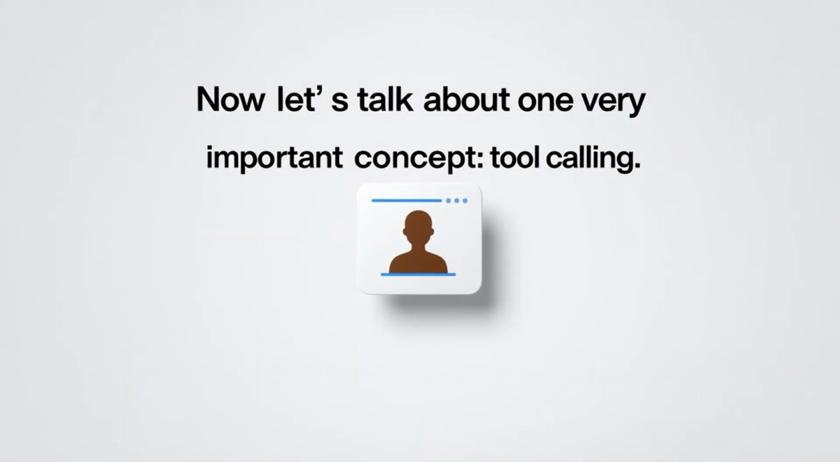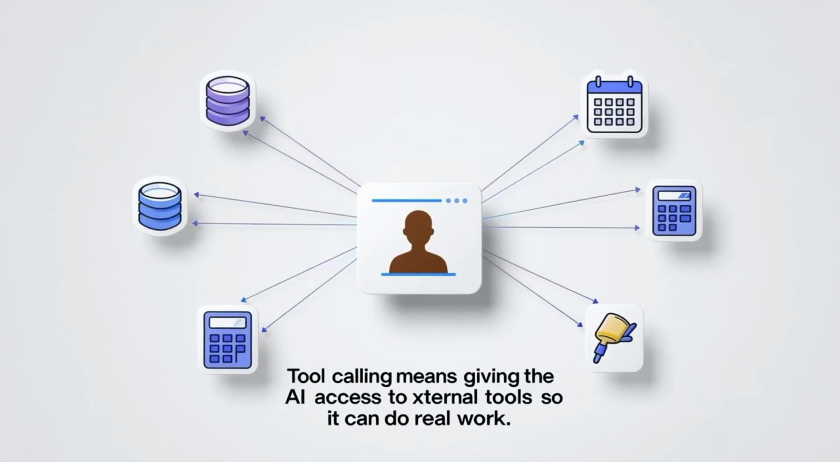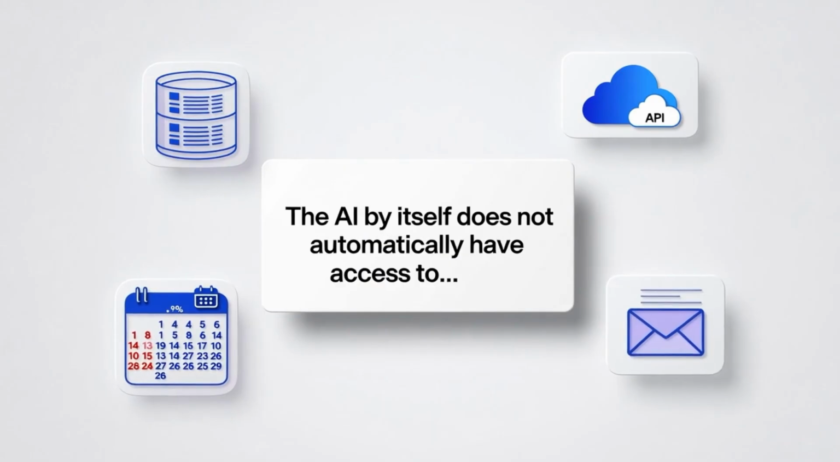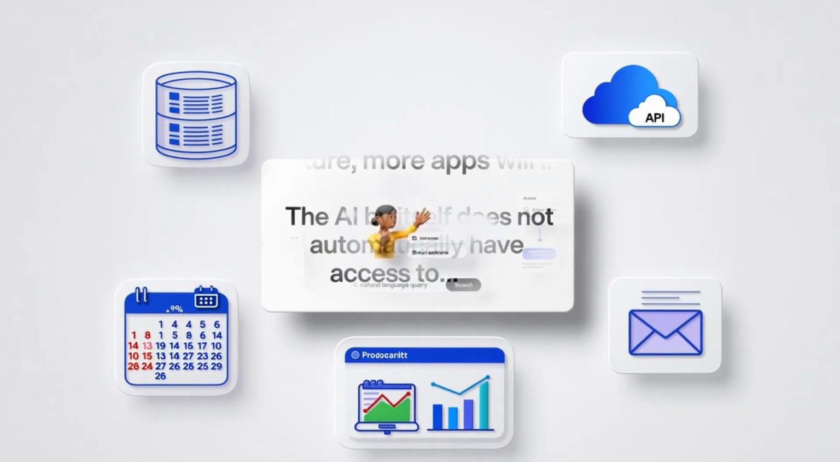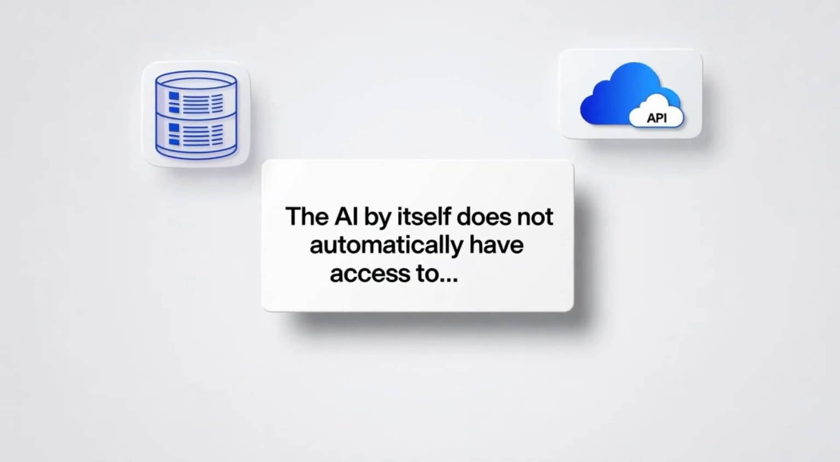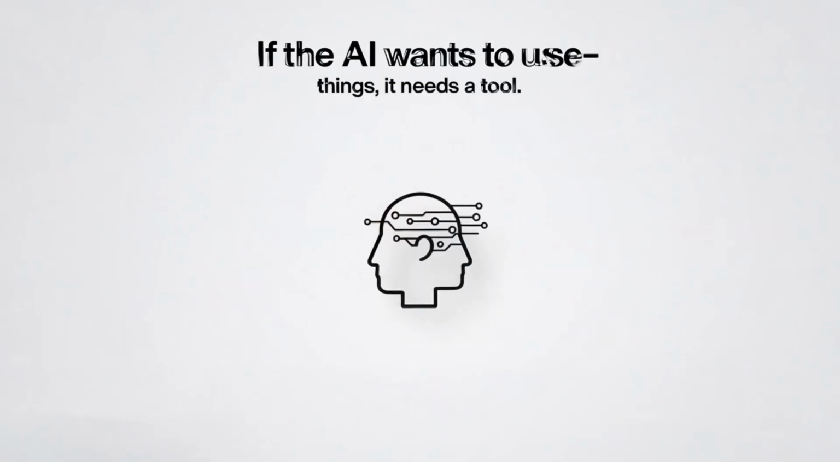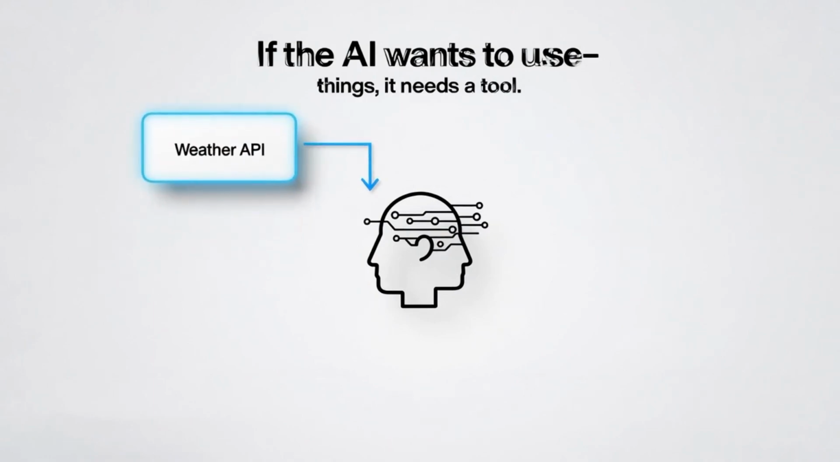Now let's talk about one very important concept: tool calling. Tool calling means giving the AI access to external tools so it can do real work. For example, the AI by itself does not automatically have access to a database, a weather API, your calendar, your email, or your product system. If the AI wants to use those things, it needs a tool.